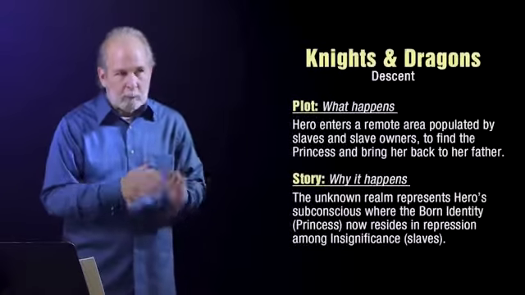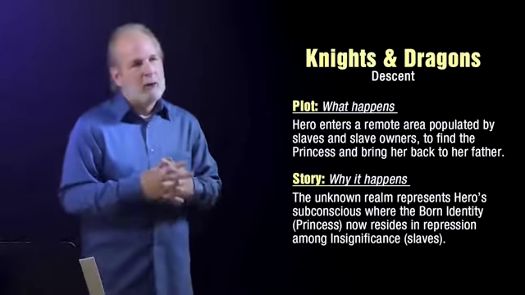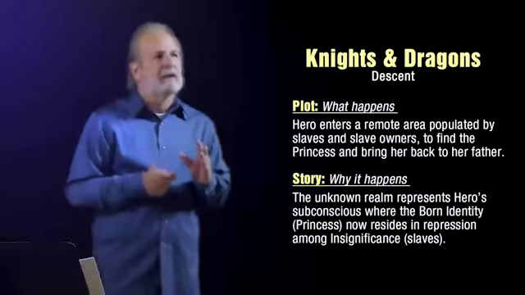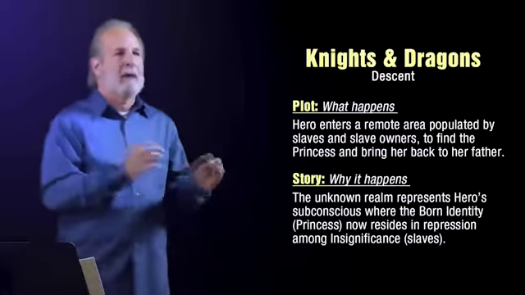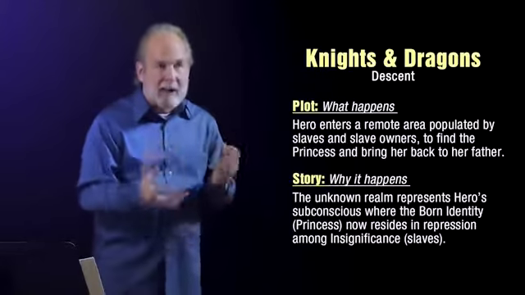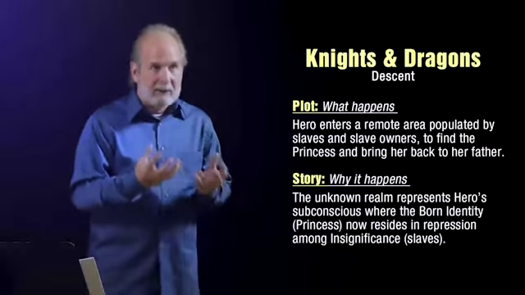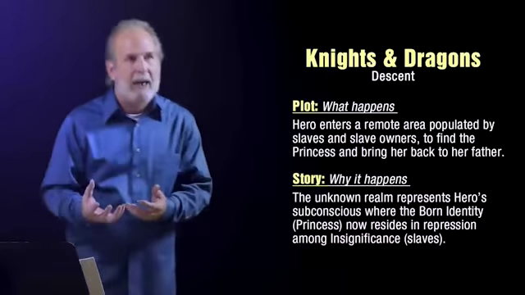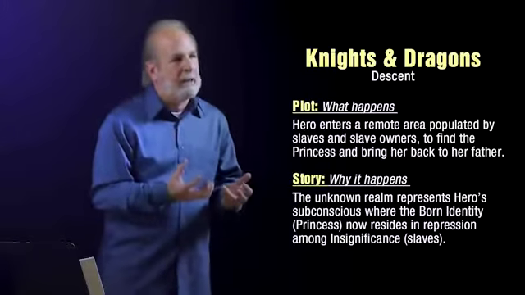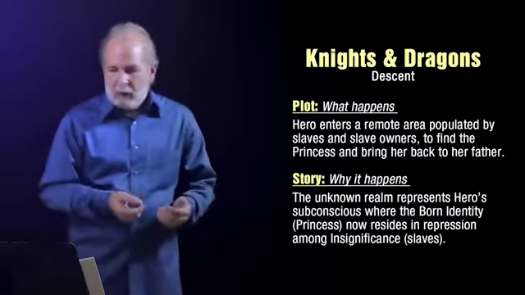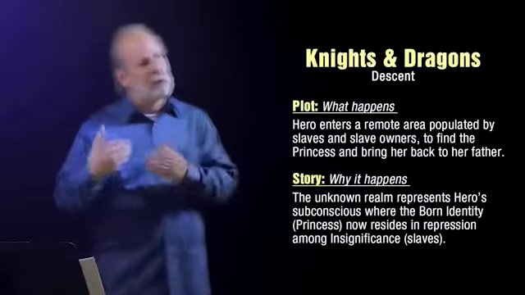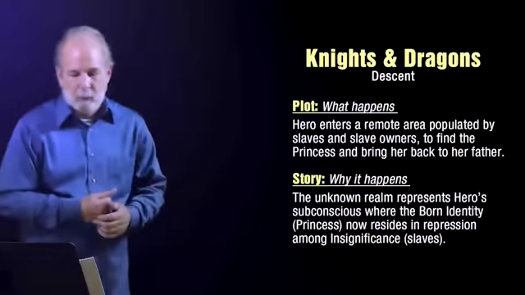We see an example of the descent in Knights and Dragons. In plot, it looks like this. Our hero, who now has made the decision that he's going to rescue the princess, only wants to rescue her and bring her back to her father so that he can bring balance back into his life. He doesn't want to become the knight again. He just doesn't want to be insignificant. He doesn't want to be nothing. He was meant to be something. So he's looking for balance. His goal is to go and rescue the princess.